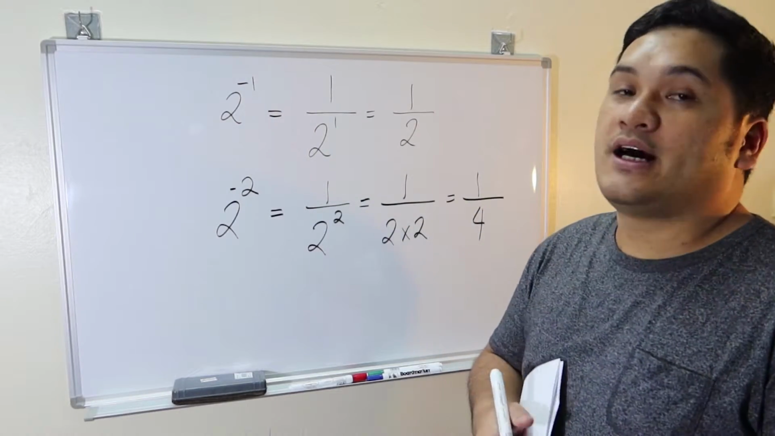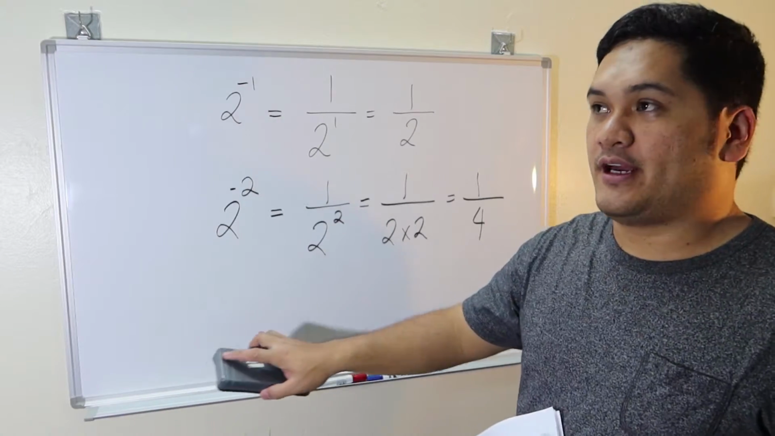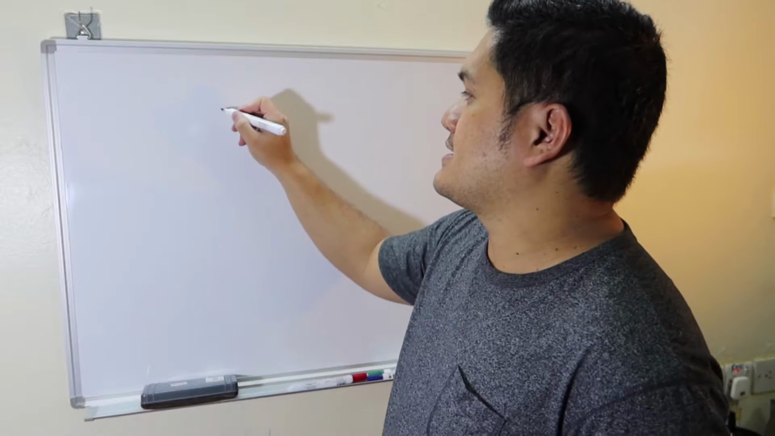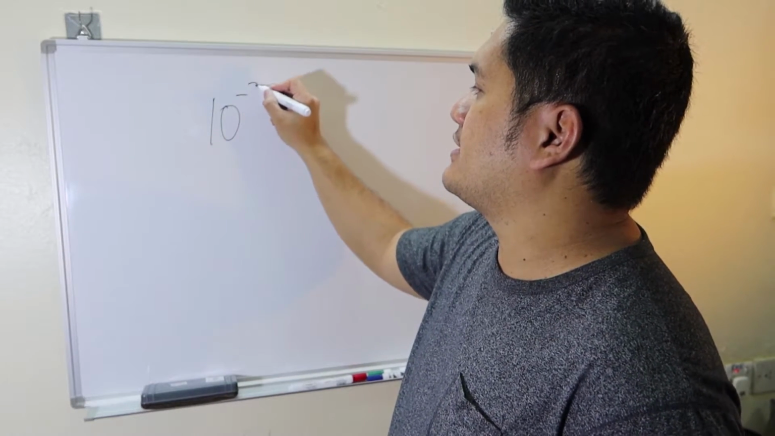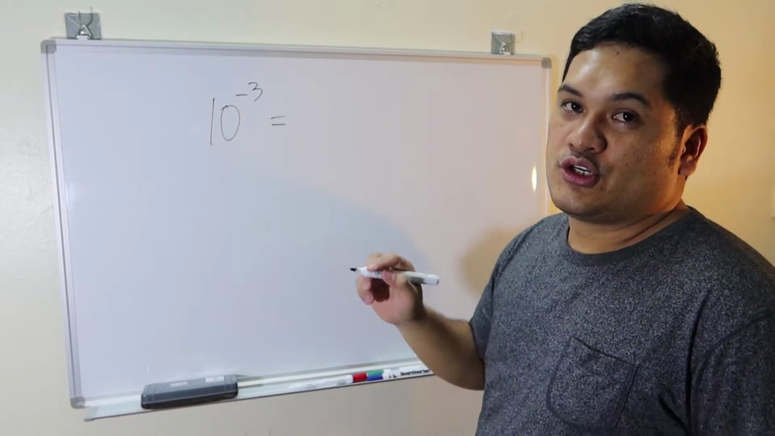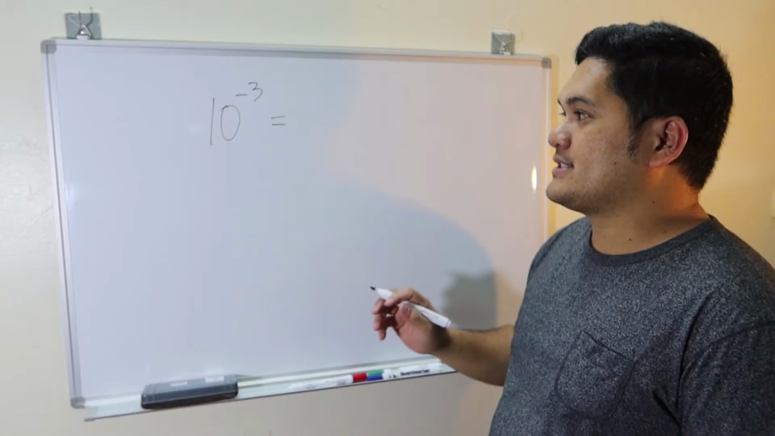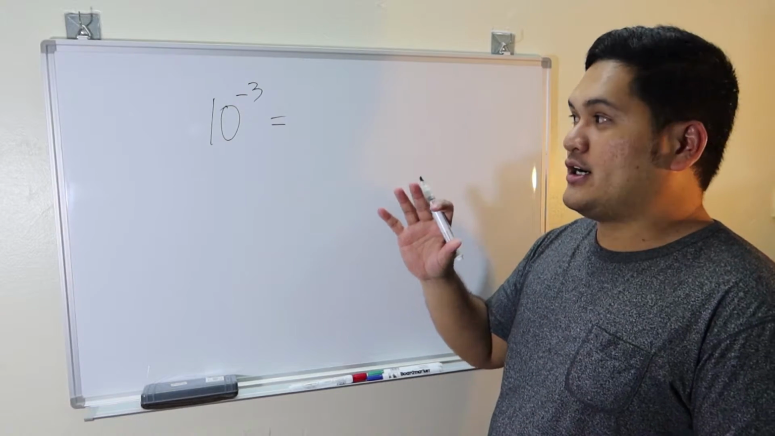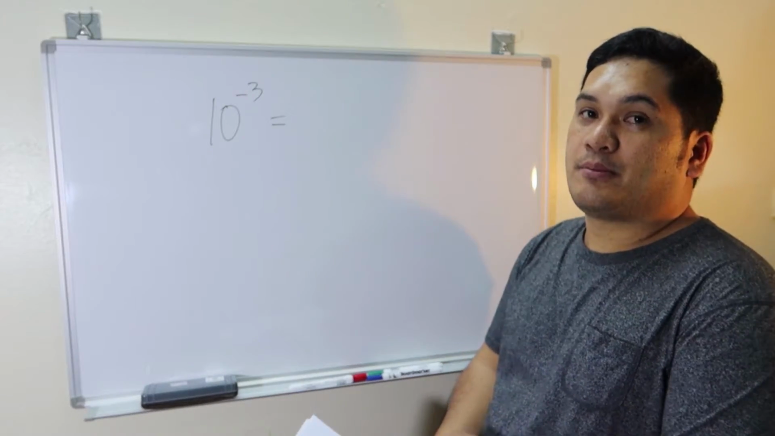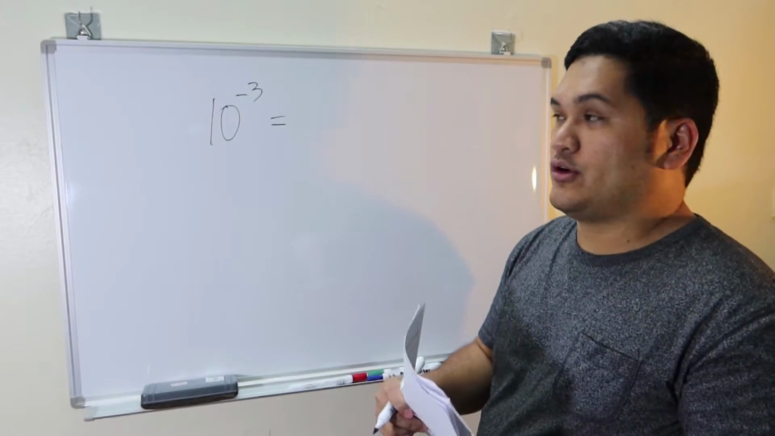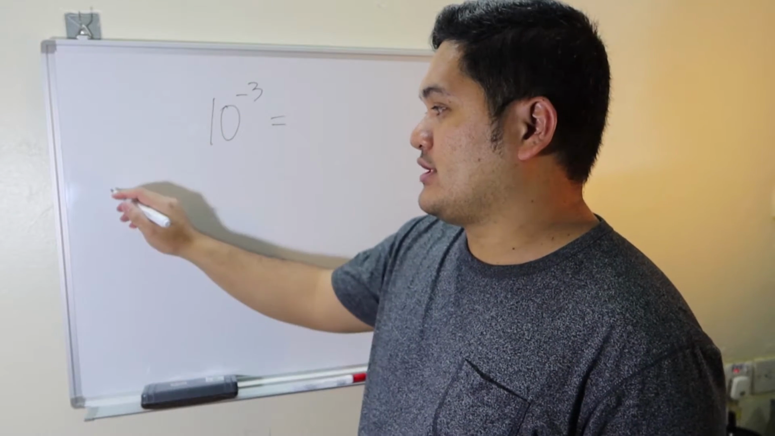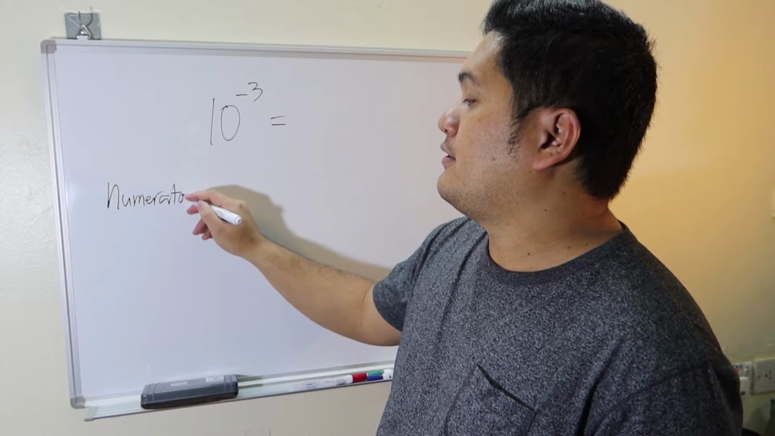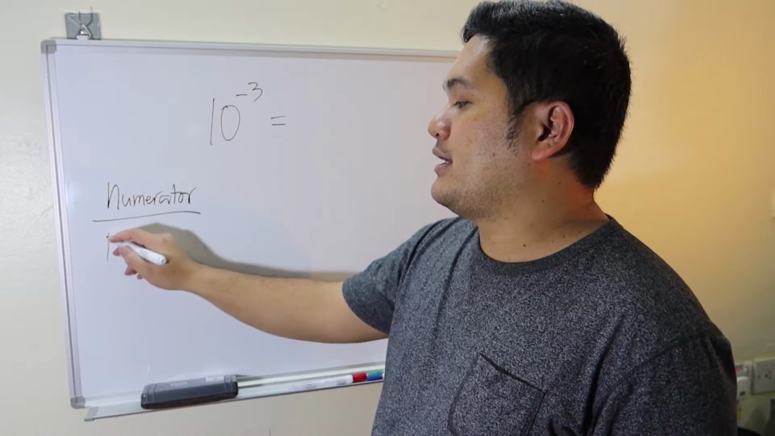Ganun lang ang pagka-solve if you will have your negative number. Next example, 10 raised to negative 3. So ang gagawin mo lang daw is, gawin mo into fractional form. 1 is your numerator, and then your given number would be your denominator. Kasi 'di ba naalala niyo, sa fraction is your numerator over your denominator.